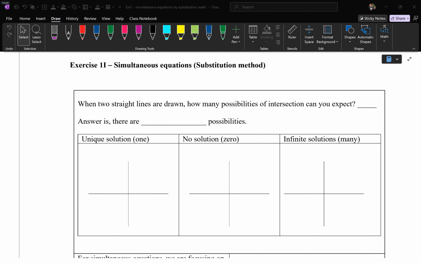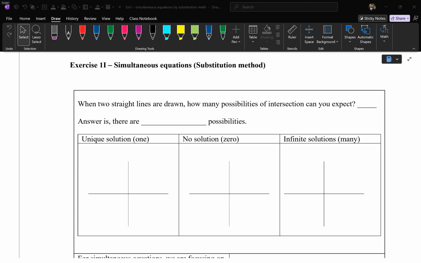Okay? Now, when two straight lines are drawn, how many possibilities of intersection can you expect if they were to intersect? If I drew two straight lines, and they did intersect, how many intersections can you expect? There's only one, logically. And at this Year 9, Year 10 level, you normally only work with straight lines. But it doesn't mean that every simultaneous equation you do from here on is always going to be one.